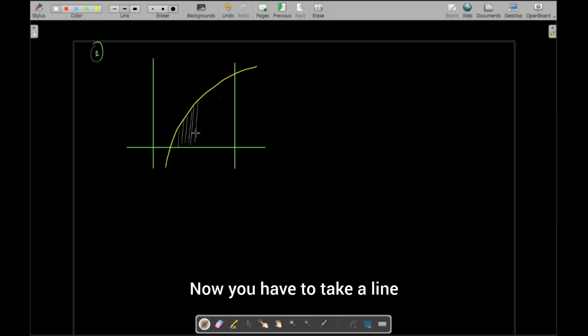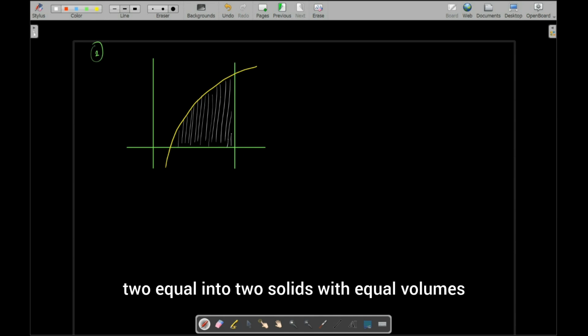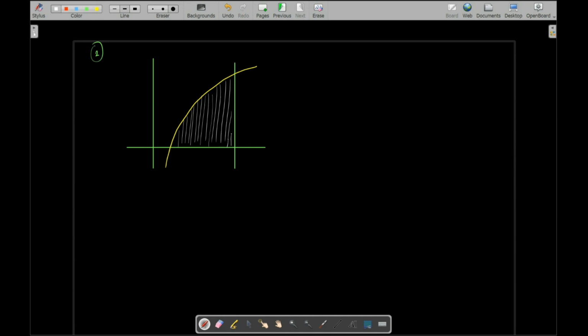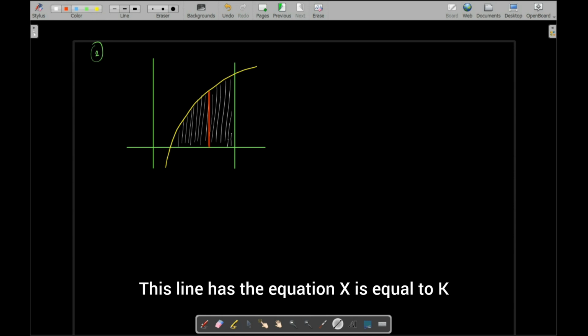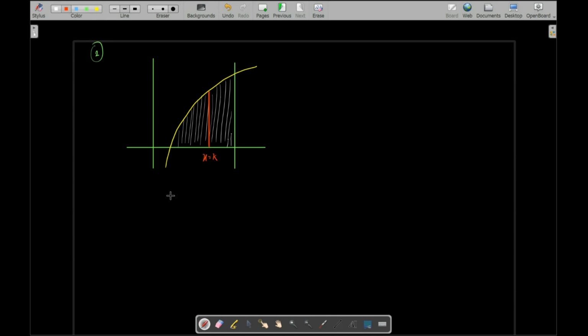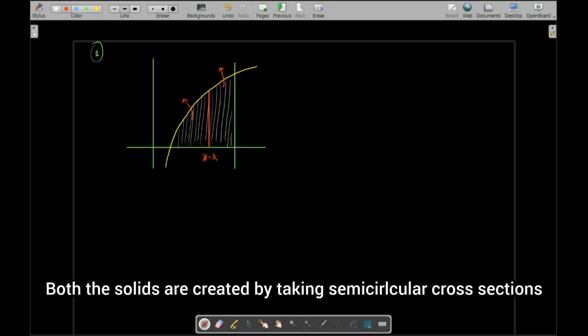Now you have to take a line which divides this solid into two solids with equal volumes. So it will go kind of from the middle, and it is a vertical line, not exactly from the middle, but that doesn't matter. This line has the equation x is equal to k. Now you have two solids, this and this. Both the solids are created by taking semicircular cross sections.